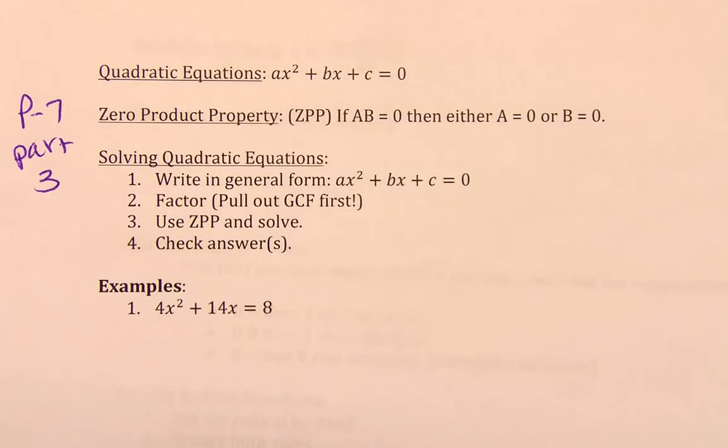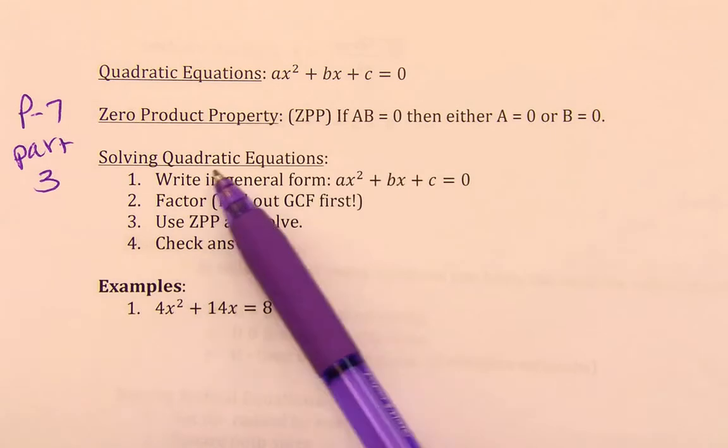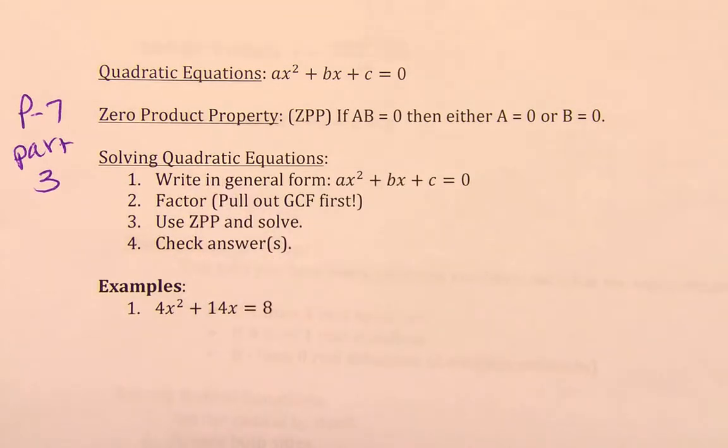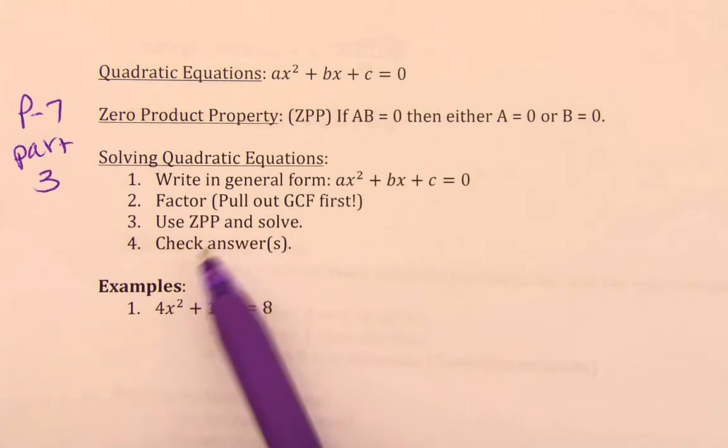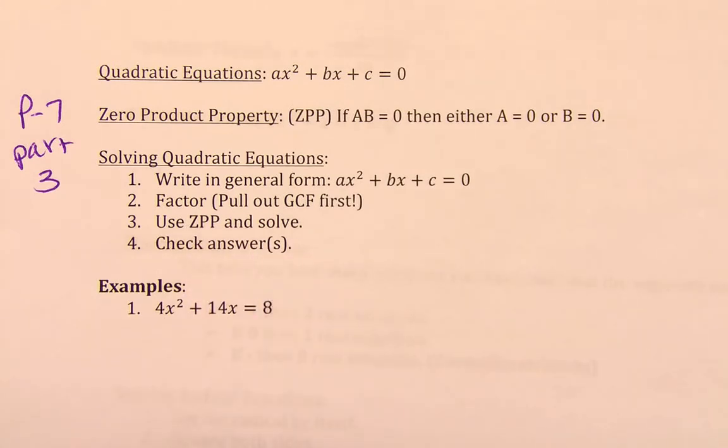Okay, so this is Chapter P, Section 7, Part 3, and in the last video we talked about the steps for solving quadratic equations. We want it equal to 0, we want to factor, making sure we pull out the GCF. We're going to use the zero product property and solve and check our answers.